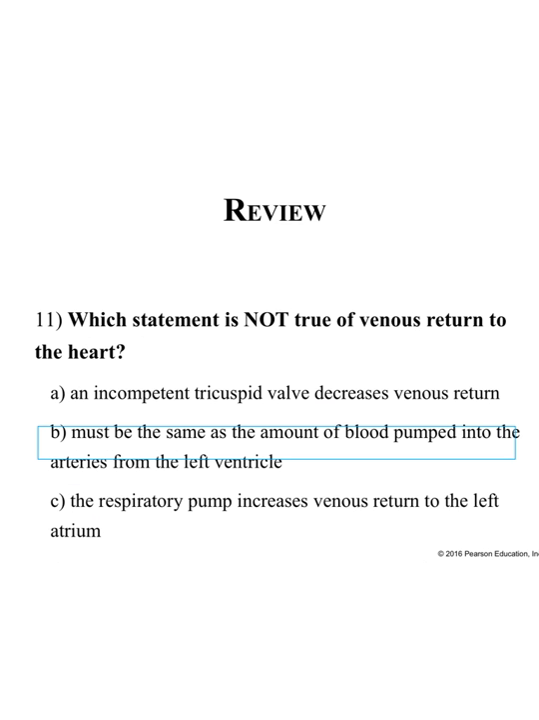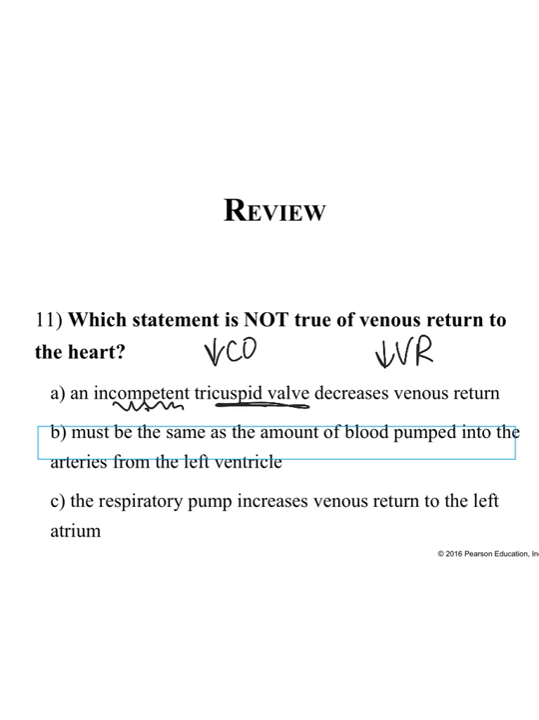Okay, so we're looking at which statement is not true of venous return to the heart. An incompetent tricuspid valve. So this is the valve between your right atrium and right ventricle. This means that it's not closing properly. We're saying that would decrease the venous return. Well, if it doesn't close all the way, that means during ventricular contraction, not as much blood is ejected, which means that cardiac output would be decreased. So naturally, venous return would be decreased as well.